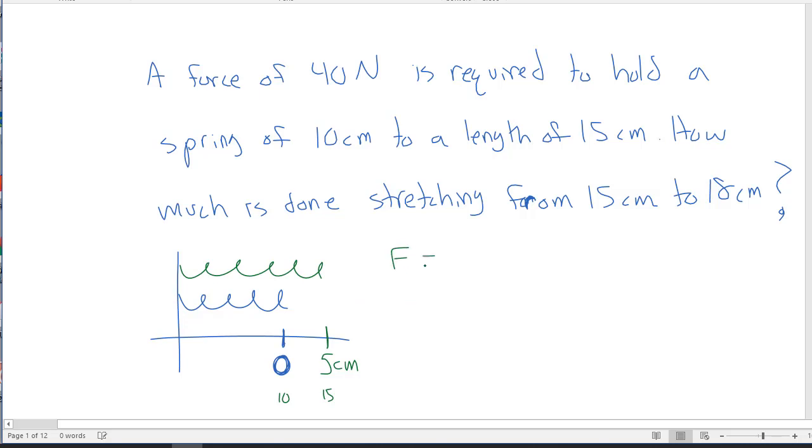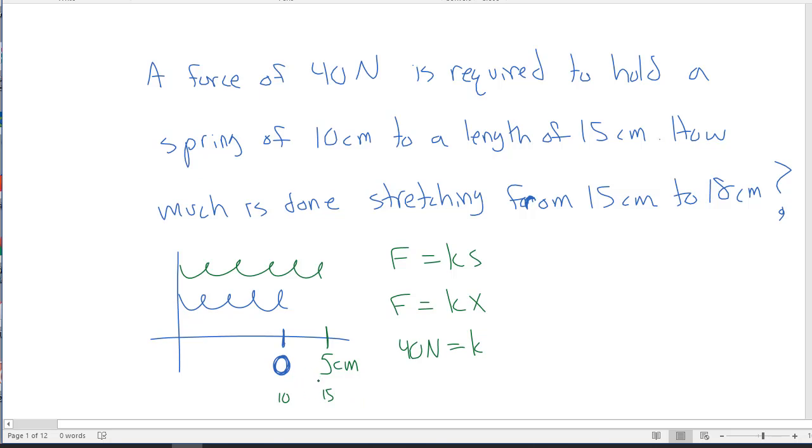So, the reason that we make that distinction is Hooke's law. When we wrote F equals K times S, the S represents the displacement of the spring from equilibrium. So when I write F equals K times X, this X is really representing the displacement of the spring from equilibrium. Now we are told that the force in this situation was 40 newtons, and the displacement is 5 centimeters.